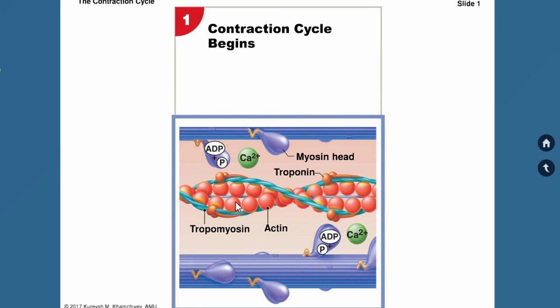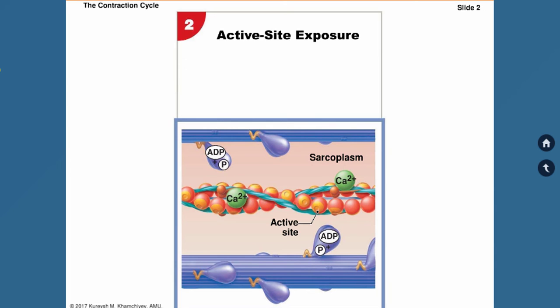Next, the second step: tropomyosin, as we said, slides away. Where is tropomyosin? There is no tropomyosin here. Tropomyosin slides away due to calcium binding with troponin, and the binding sites on the actin strands are exposed, active site exposure. Did you understand? Okay, it's free for binding of the head of myosin.